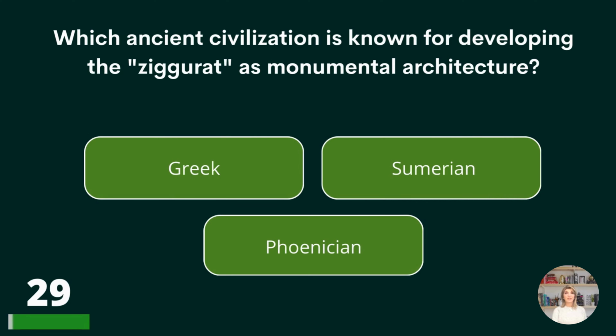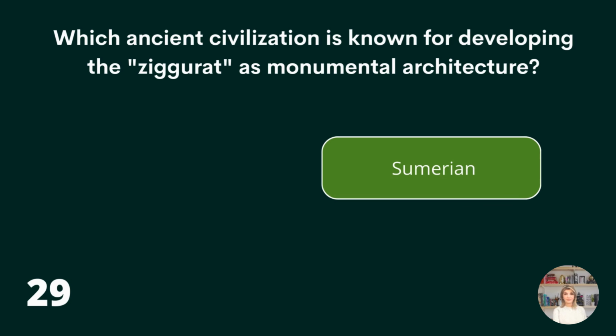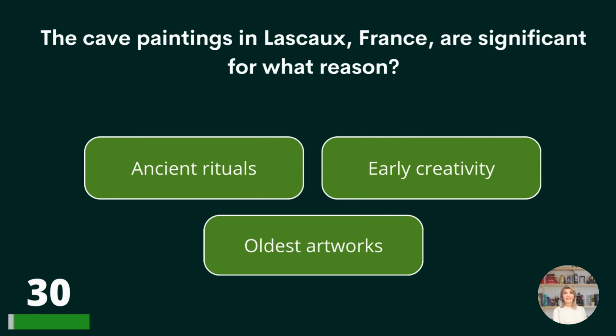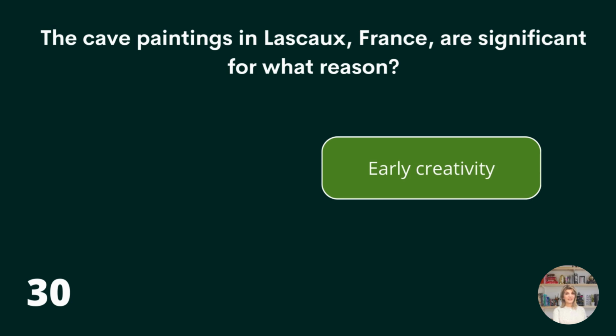Which ancient civilization is known for developing the ziggurat as monumental architecture? Greek, Sumerian, or Phoenician? Sumerian. The cave paintings in Lascaux, France, are significant for what reason? Ancient rituals, early creativity, or oldest artworks? Early creativity.